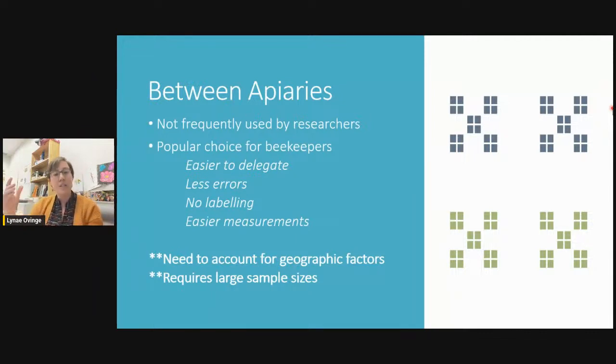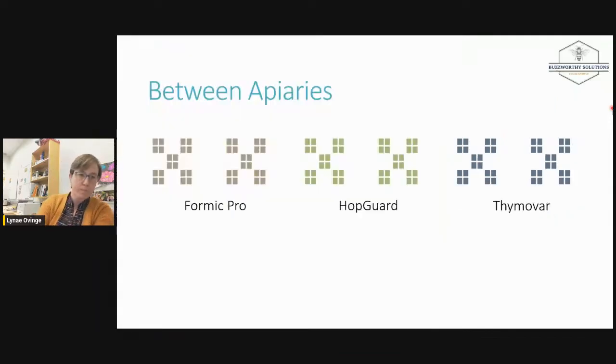Because we all know there's a large amount of variability between yards, some yards have better spring pollen, or they produce more honey, or they winter better. We have to use larger sample sizes in order to account for that. So we want to be using at least 6 yards of each when you're doing this type of design.